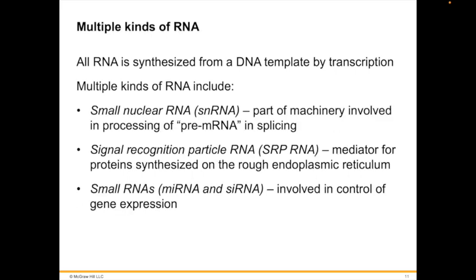Small nuclear RNA, or snRNAs, are a part of the machinery that is involved in the nuclear processing of the eukaryotic pre-mRNA. SRP RNA. In eukaryotes, where some proteins are synthesized by ribosomes on the rough endoplasmic reticulum, this process is mediated by the signal recognition particle, or SRP. Small RNAs. This class of RNAs includes both microRNA, or miRNA, and small interfering RNA, or siRNA. These are involved in the control of gene expression, which I will not go into.